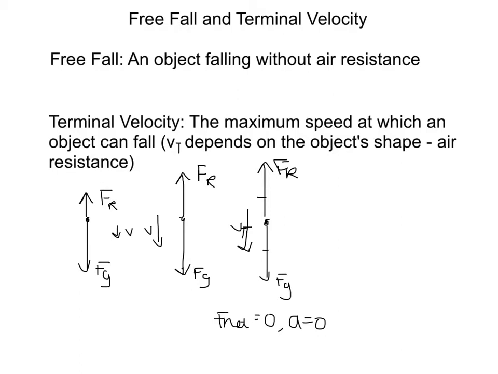If you now have this object open up a parachute or something and create more air resistance, then the object would actually slow down because air resistance would be greater than gravity. But in any case, I just wanted to give you a quick idea of how terminal velocity can be reached.